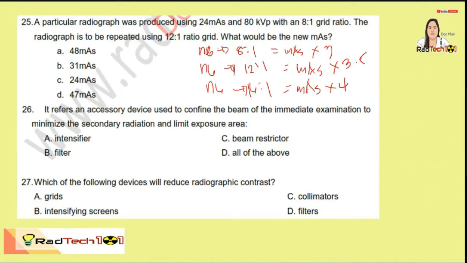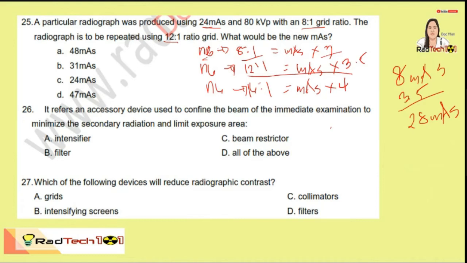Ang sabi dito, 8 is to 1 daw, gumamit ng 24 MAS. Ibig sabihin, hanapin muna natin yung original na MAS nung wala pang grid. 24 siya nung ginamitan ng 8 is to 1, therefore, nag-times 3. Ibabalik natin sa walang grid, 24 divided by 3, that is 8 MAS sa no grid. Maghahanap tayo kung ano yung bagong MAS kapag gagamit tayo ng 12 is to 1. Simple lang, 8 times 3.5. This is 28 MAS. So, walang 28 dito.